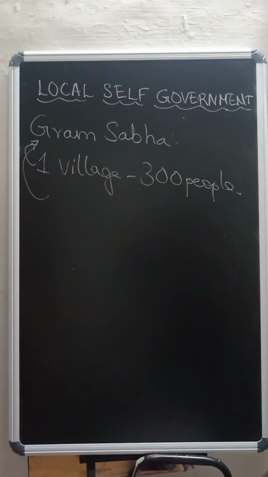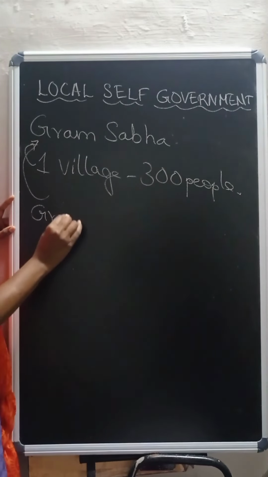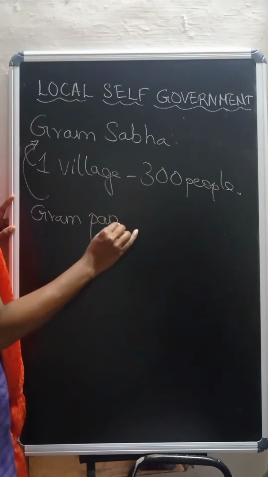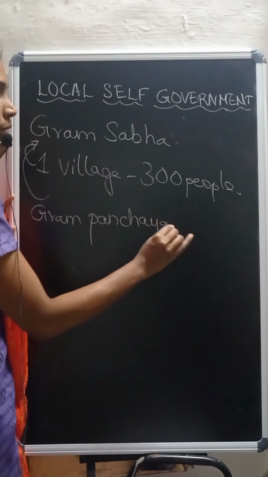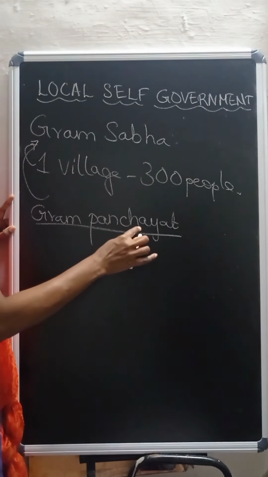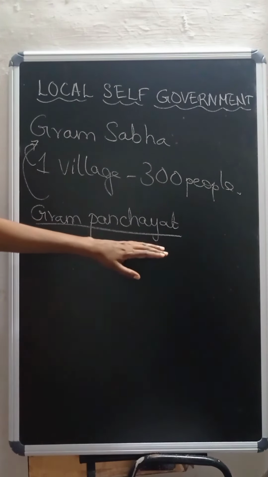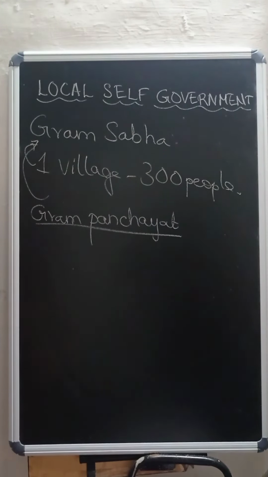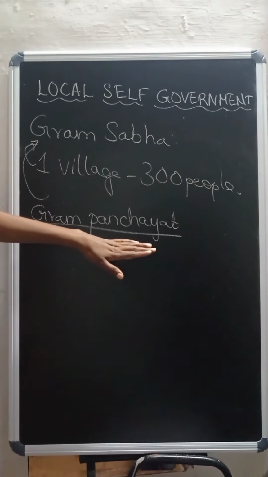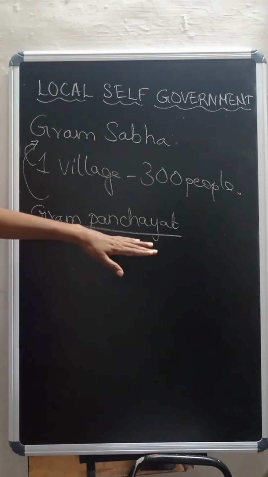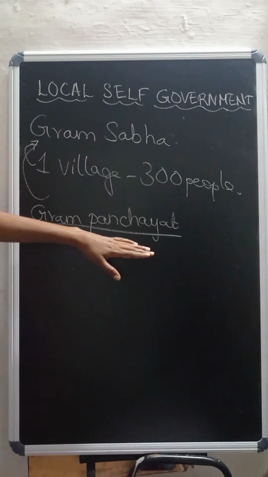Now these Gram Sabha members, what will they do? They will all gather together, vote and elect some members. They are called Gram Panchayat members. Now what does Panchayat mean? Panchayat means 5 elder people forming an assembly. You can remember the films, where you see 5 elder people sitting under a peepal tree and giving judgment to the village people.